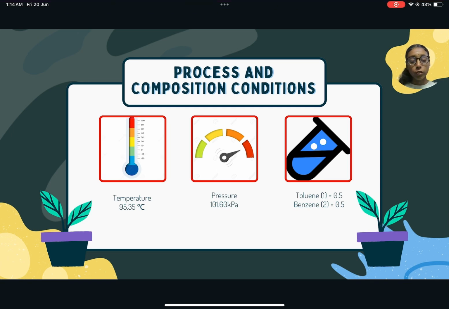The process and composition conditions that we use for our calculation are temperature 95.35 degrees Celsius, pressure 101.60 kilopascals, and we use toluene 0.5 molar and benzene 0.5 molar.